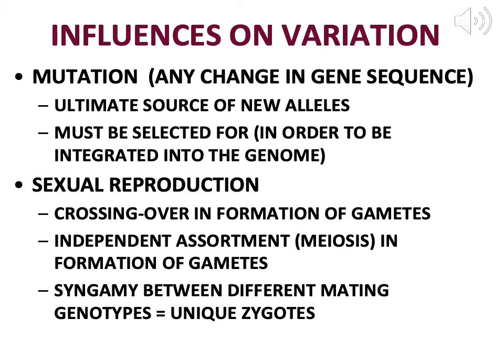So ultimately, in any species, mutation is your ultimate source of new alleles, but then again, you've got to understand there are different things going on in the sexual reproduction process: crossing over during meiosis, independent assortment during meiosis, and the syngamy of different mating genotypes, giving me really unique offspring. And this is the raw material that natural selection is ultimately going to act on.